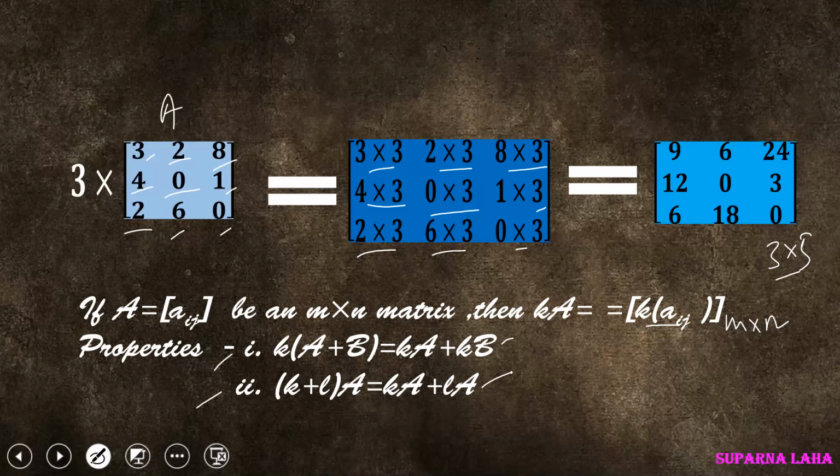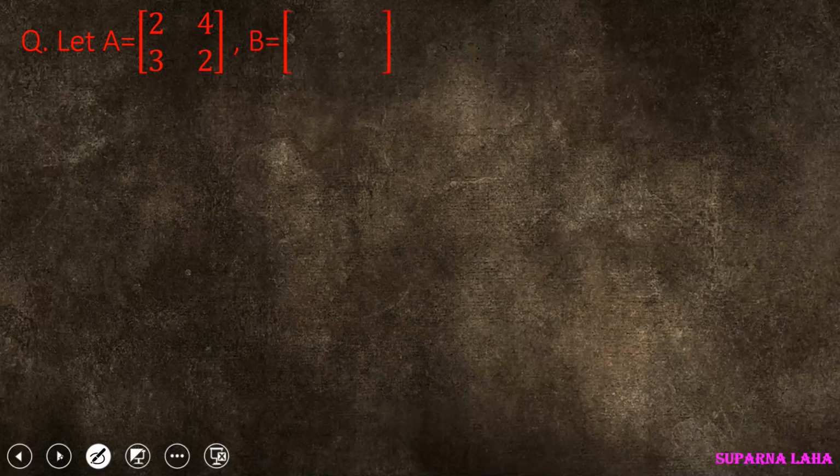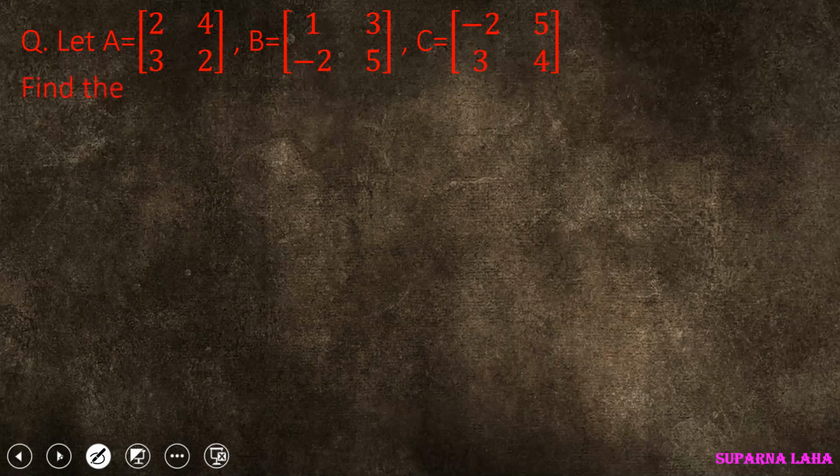So let's solve some problems. Firstly, I am taking this matrix A, a 2 cross 2 matrix, that is 2, 4, 3, 2. B, also a 2 cross 2 matrix, 1, 3, minus 2, 5. And another matrix C, definitely it is also 2 cross 2, minus 2, 5, 3, and 4. So these 3 matrices are given. Now you need to find the value of A plus B.